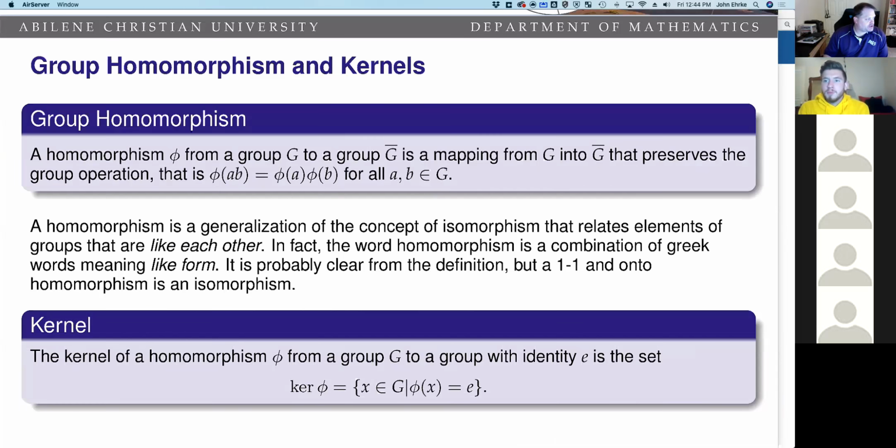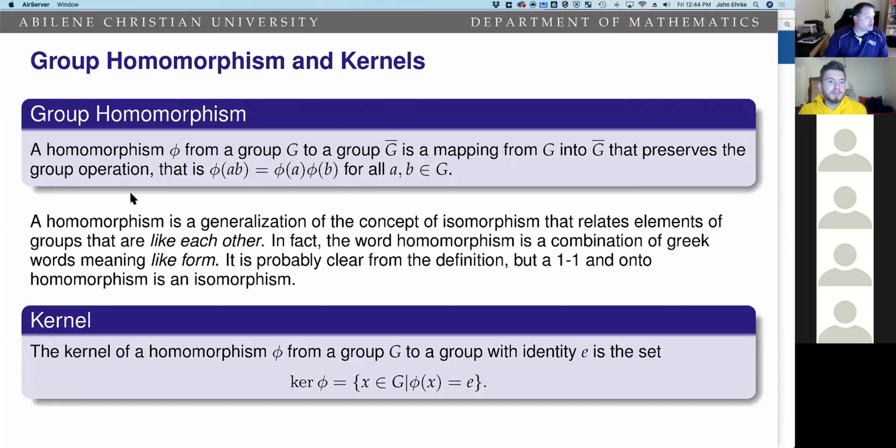So the definition of a group homomorphism is a mapping from a group to another group. And unlike isomorphism, I don't care if the mapping is one-to-one or onto. It can be neither or either. But I do require that it preserves the operation. So all a homomorphism is, is an operation-preserving map from one group into another group.